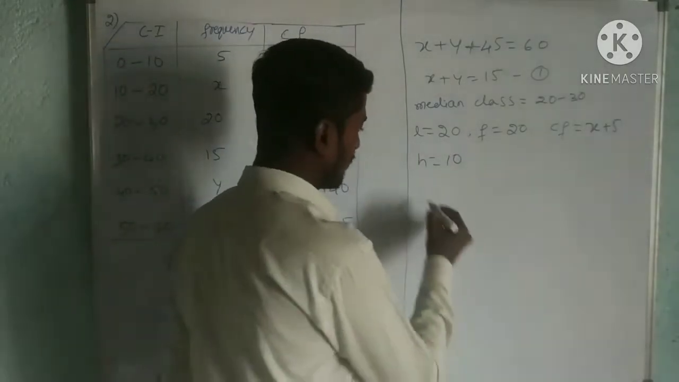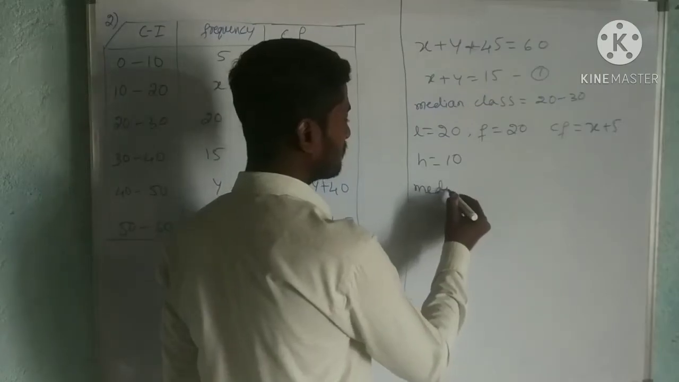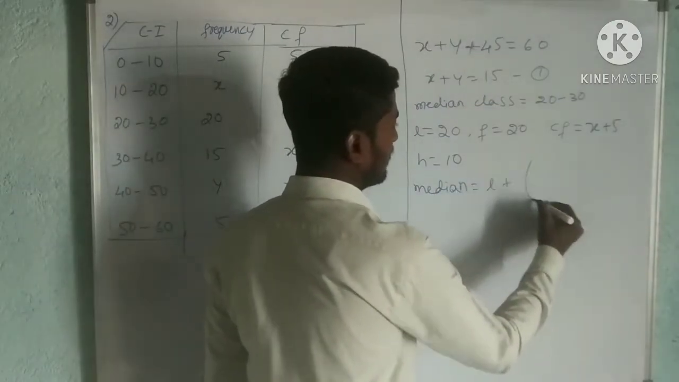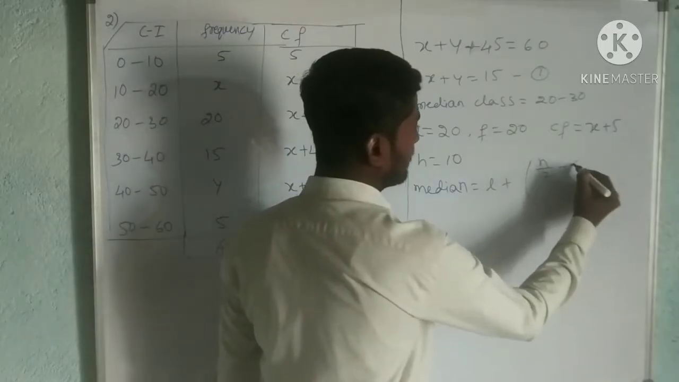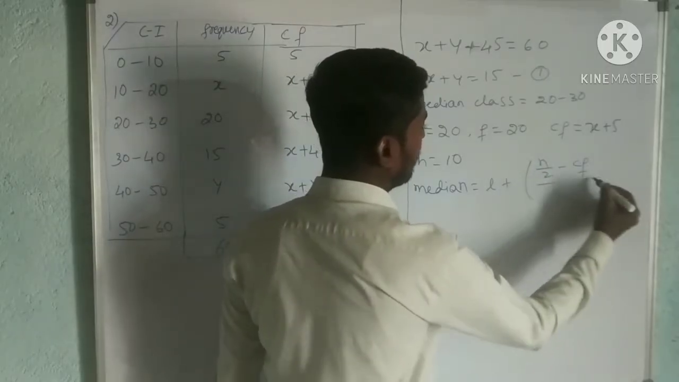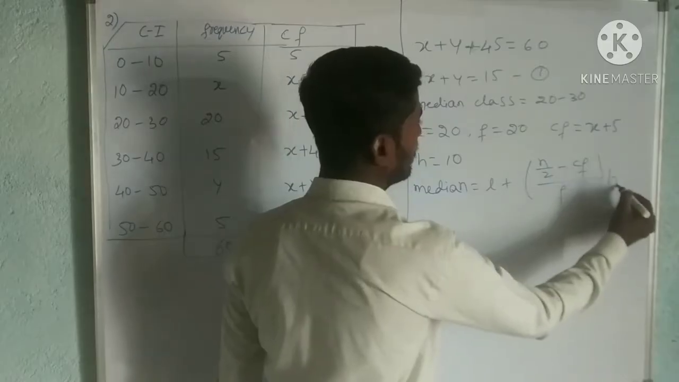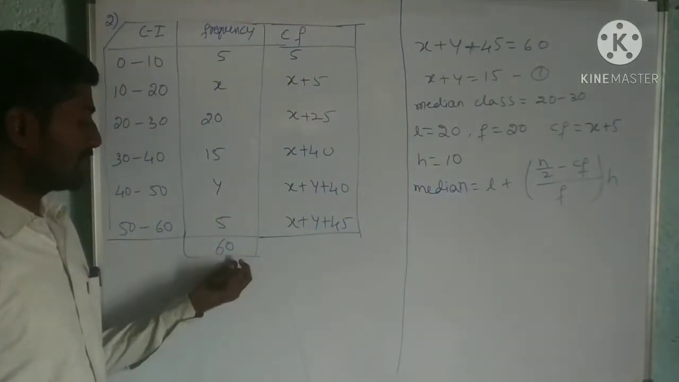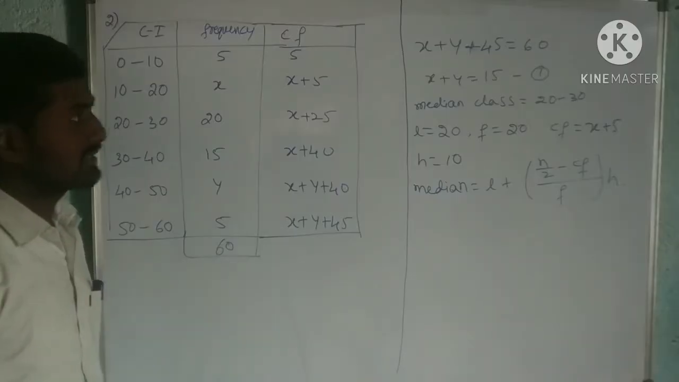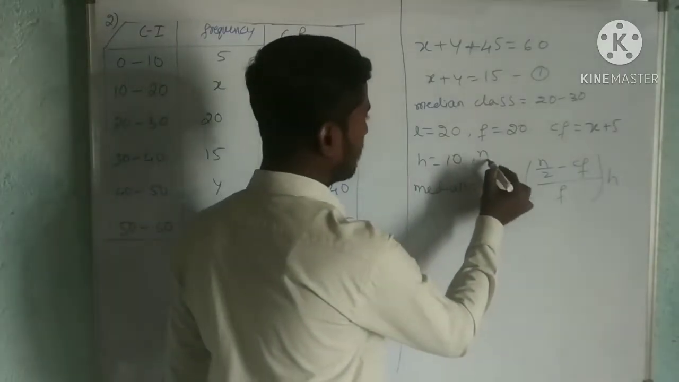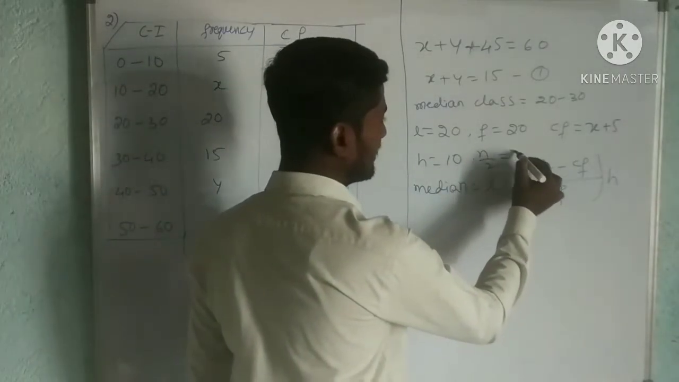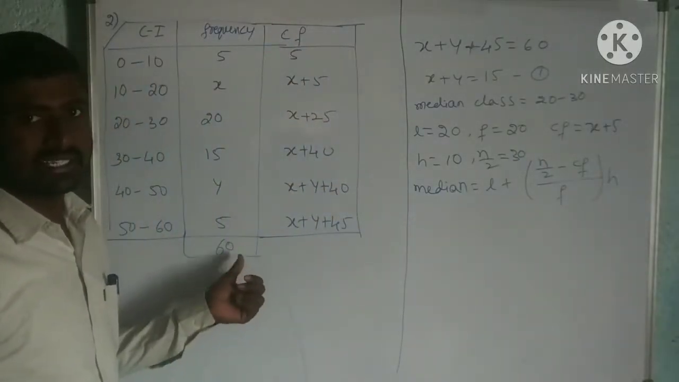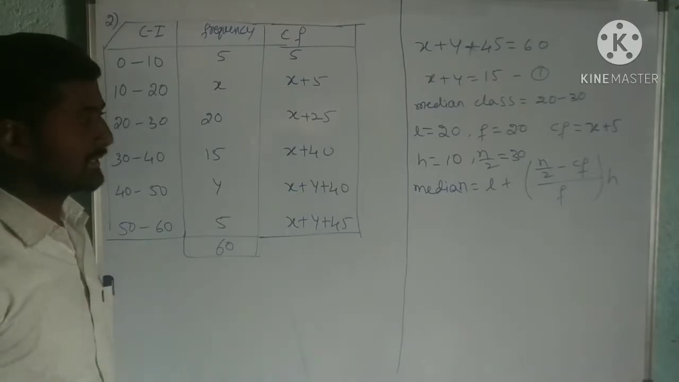Now let us write the formula. Median is equal to L plus n by 2 minus CF divided by F into H. Now here n is what? 60, the sum of F. So I will write that also. N by 2 is equal to 60 divided by 2, that is 30. N value is 60, the sum of fi.